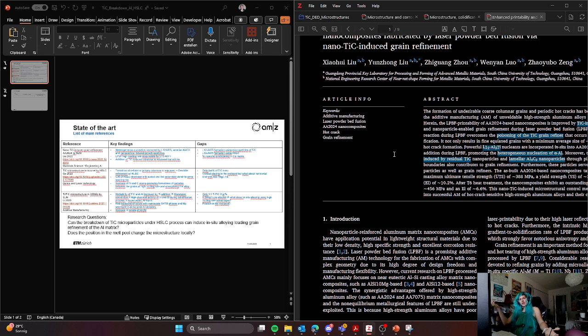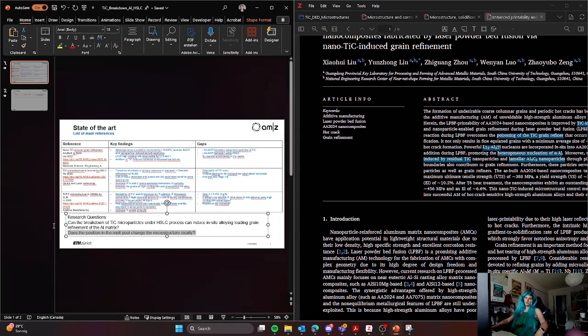Then I have this research question, but I split it in two because I'm struggling to make it in one. Basically, does the breakdown of titanium carbide microparticles under the high-speed laser cladding process, through in situ alloying, lead to grain refinement of the aluminum matrix? I think it's a very good question. And does the position in the melt pool change the microstructure locally? So I think I will put these two questions in ChatGPT to try to have something come out.